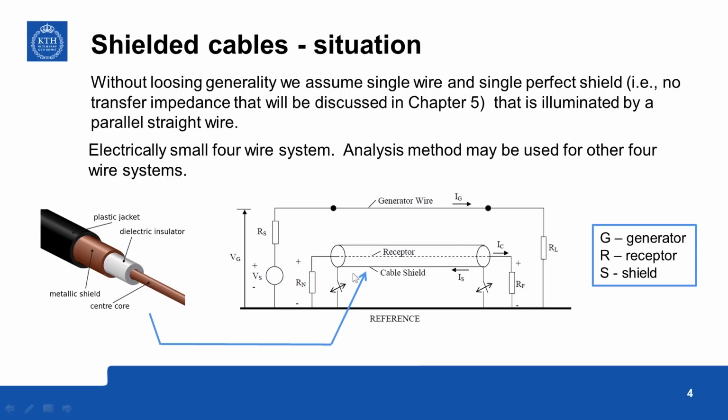resistor RF. So for the shield to work, both ends of the shield have to be connected. So in that case, there can be a current also in the shield. Then VG represents the voltage between the ground and the generator wire. So Vs is the source voltage. So VG will be equivalent to V12 that we have seen before, the voltage difference between the generator wire and the receptor wire.